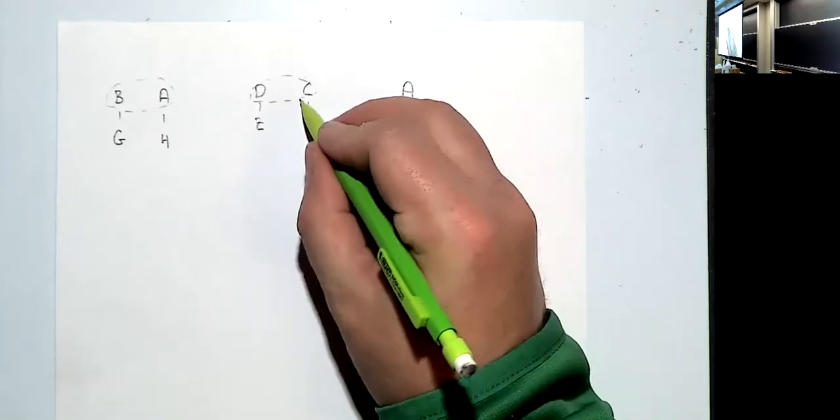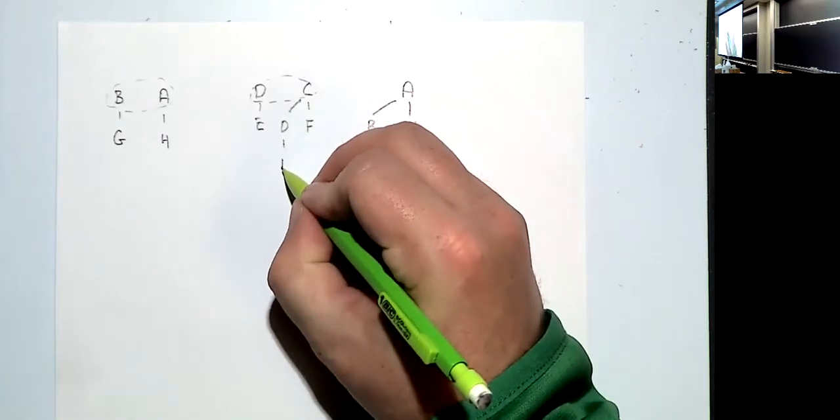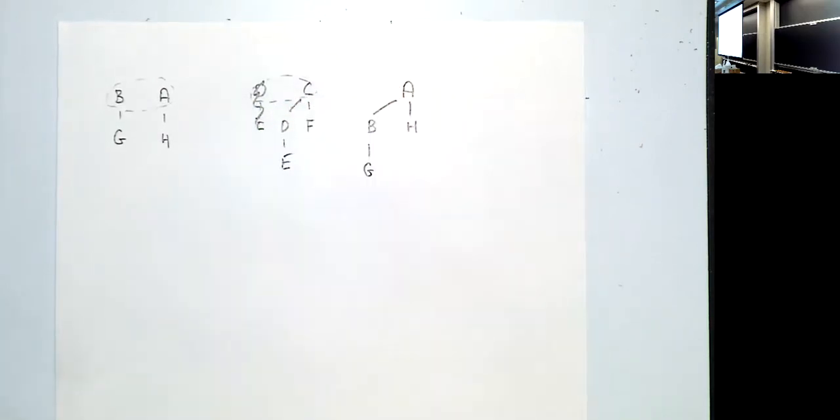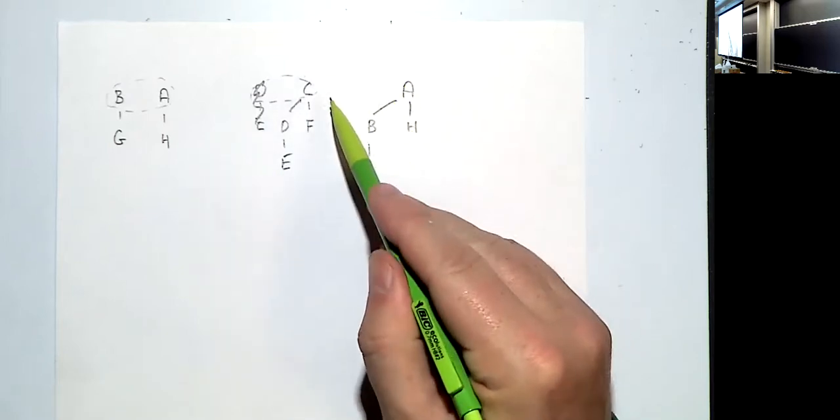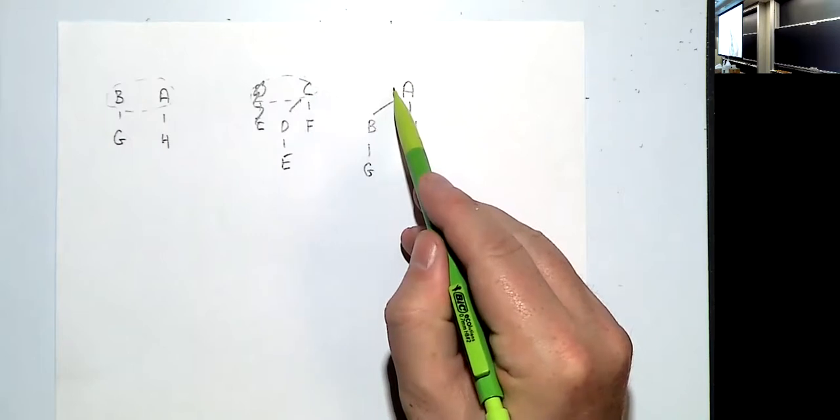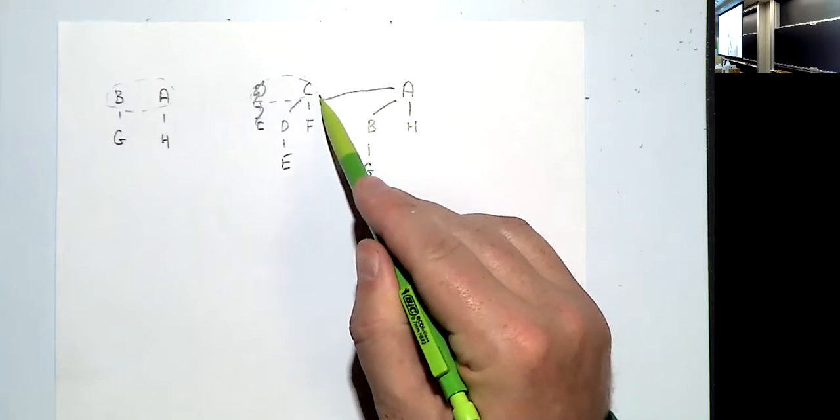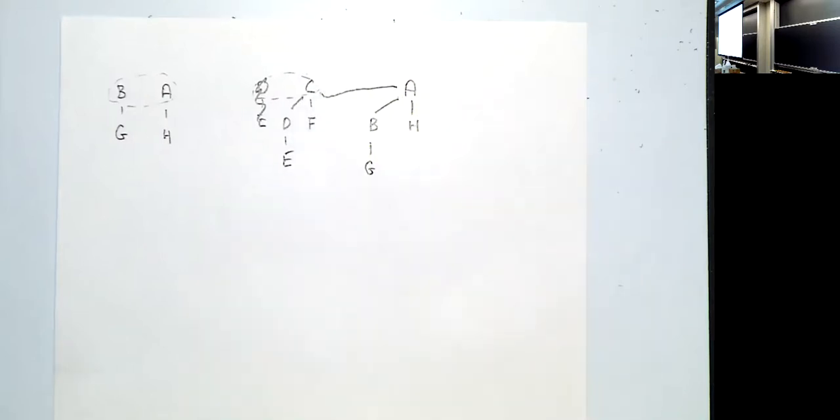C is smaller than D, so this would become this child. And now we have 8, so now we've got to compare these two, which means that A is going to become the new root, and C will become its child there.